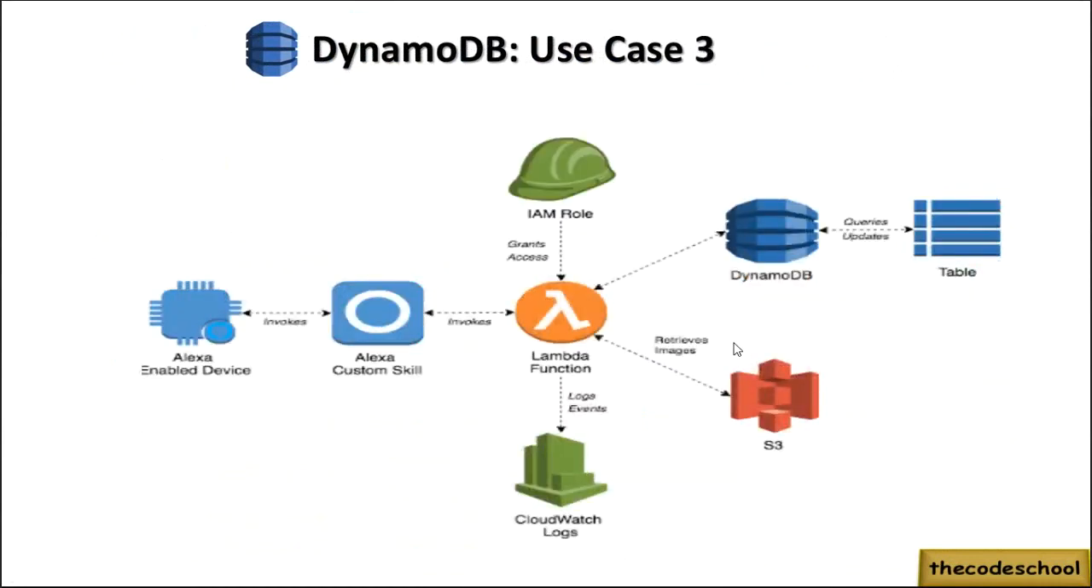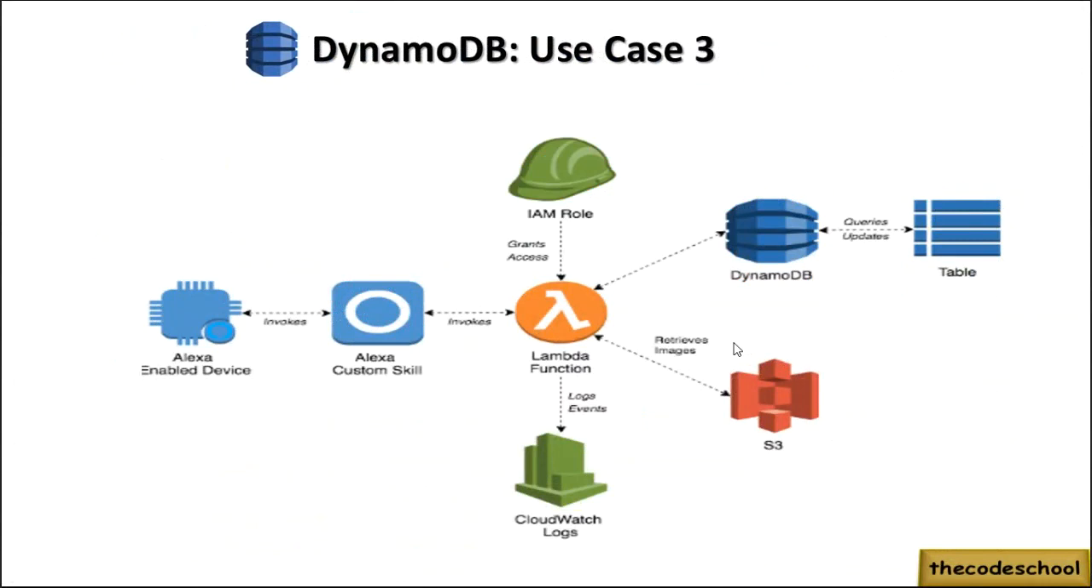Third use case can be basically of Alexa, and Alexa device can have Alexa skills. Through that, it can invoke the Lambda function, and Lambda function can again interact with the DynamoDB for the various reasons, to store the data or retrieve the data or manipulate the data which is already there inside the DynamoDB table.